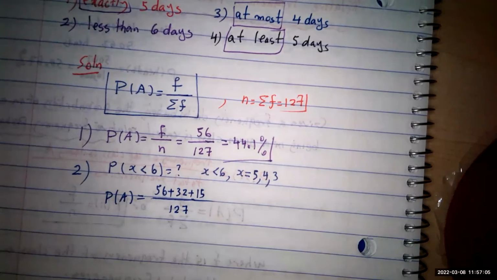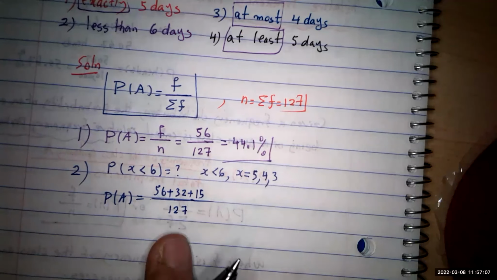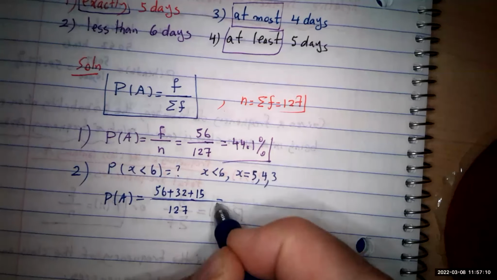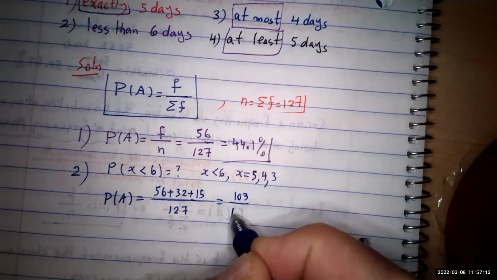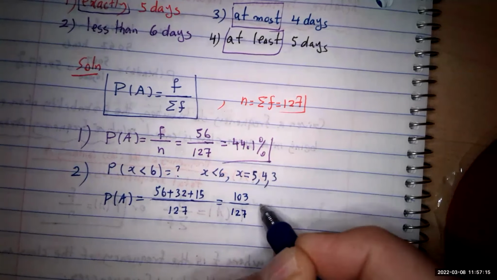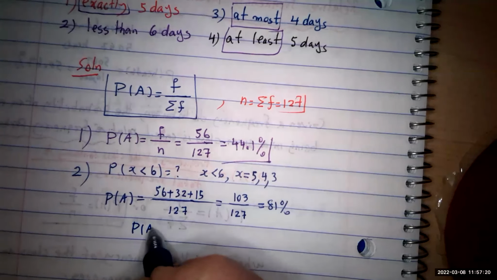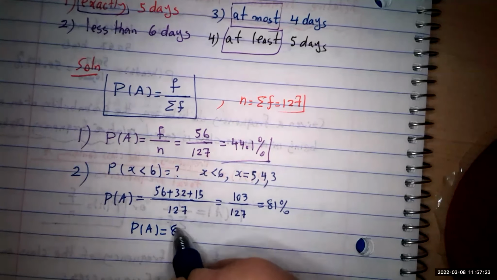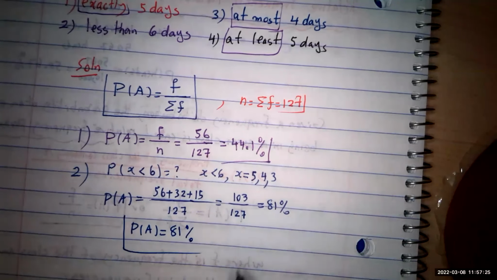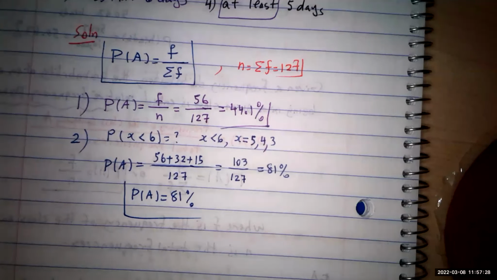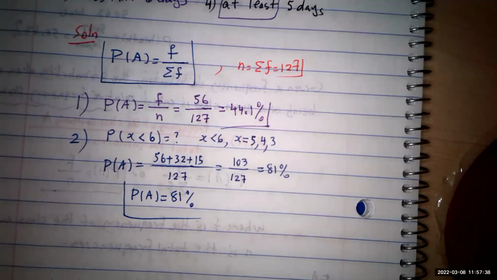Any question? You add the numbers on the top, and that gives you 103. It's going to be 103 over 127. You can use your calculator, and that gives you 81%. So the probability of A in this case is 81%. This means there is an 81% chance that a patient would stay in hospital less than 6 days, which is a very, very high probability.